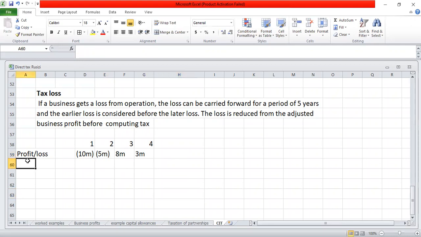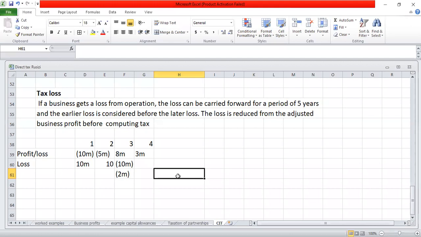So when we are looking at the loss relief, this loss will be carried forward here. So here it is still there. Then here you are going to reduce it by 10M. If you reduce 10M here, you are remaining with 2M. The 2M is the one that you are supposed to carry forward.